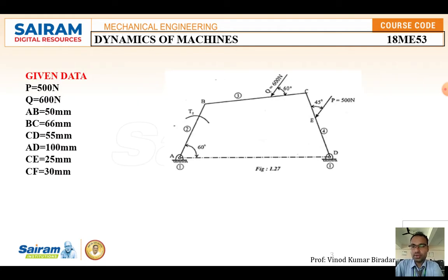Based on this given data, you have to construct the actual diagram. Redraw it with a suitable scale. Here you assume some suitable scale, otherwise you can construct it directly. This is 5, this is 6.6, this is 5.5 centimeter, this is 10 centimeter, 2.5 centimeter, 3 centimeter. So after converting, assuming some suitable scale, you redraw this.